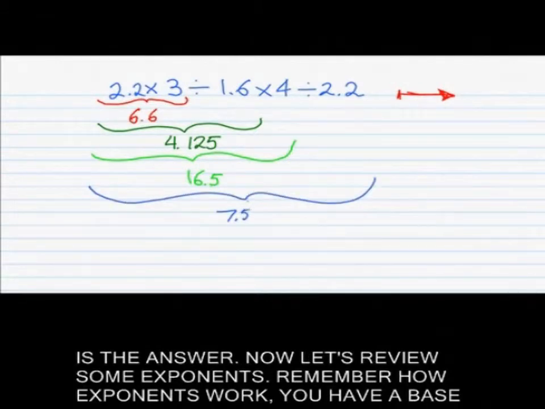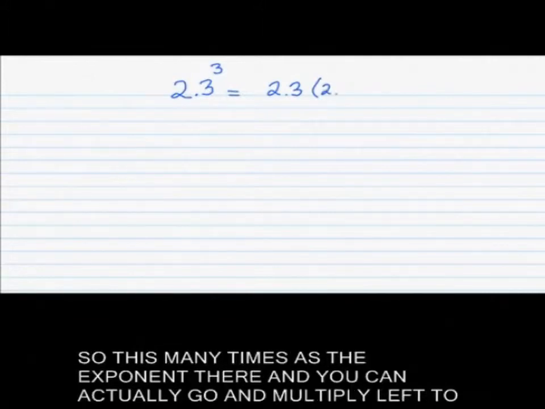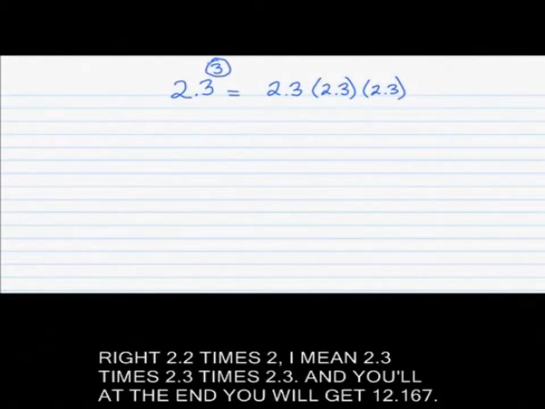Now let's review some exponents. Remember how exponents work. You have a base and you have an exponent. What that means is this base is repeated 3 times by itself, as many times as the exponent, and you can multiply left to right. 2.3 times 2.3 times 2.3, and at the end you will get 12.167.